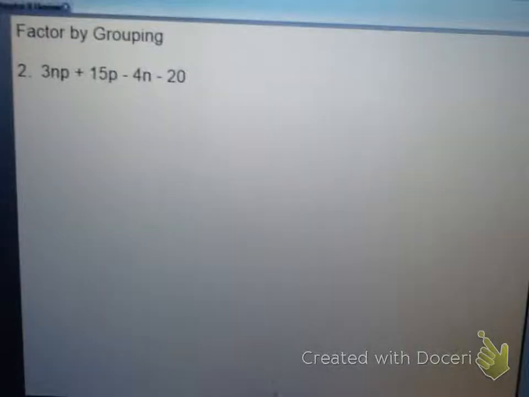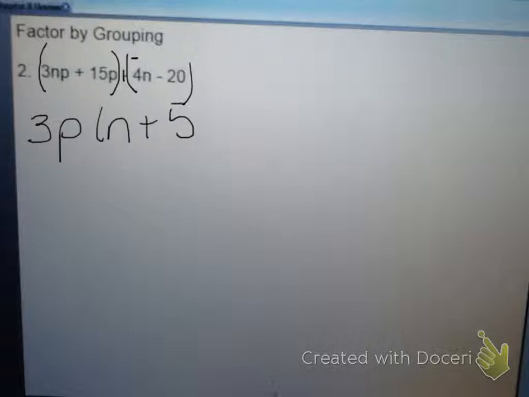Number 2, I'm going to factor by grouping. I'm going to group my first two together, and then this negative has got to go inside, and I have to put a plus sign in between. Now I'm going to factor out a 3p and get n minus 5. And in the second group, I'm going to factor out a negative, because if your first term is ever a negative, you have to factor out a negative.